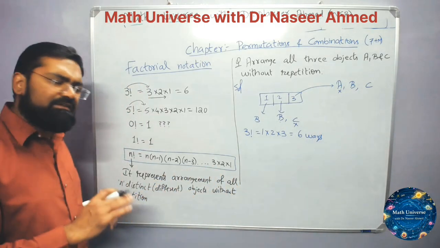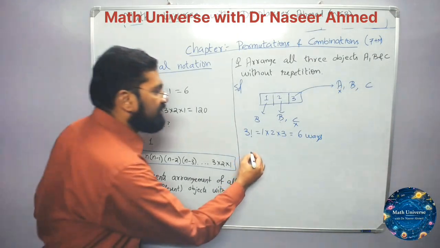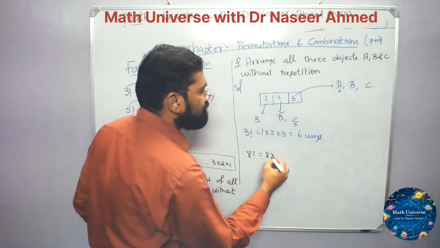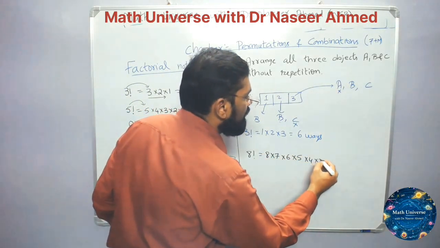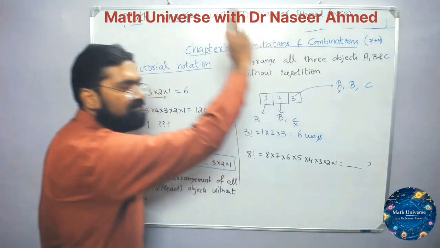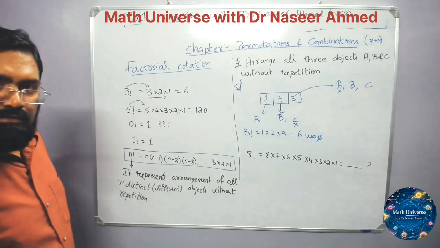So whenever I say arrange, say I have 8 objects. Arrange all 8 objects. The answer is 8 factorial. And multiply, how? 8 into 7, 6, 5, 4, 3, 2, and 1. Then multiply to get the answer. Assignment for you. So like this, we can go ahead.